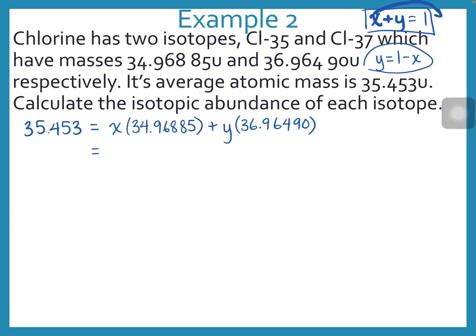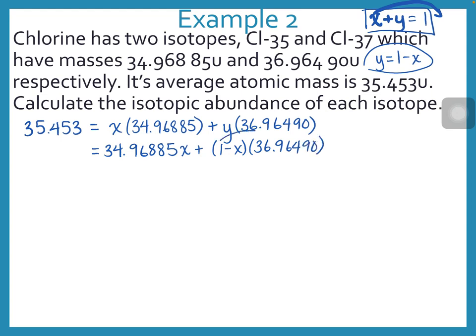I'm going to keep my x. That I'm going to move to the back, so the coefficient comes first. Coefficient is just a fancy name for the number that comes in front of my variable, or the thing I don't know, and I'm using a letter to represent it. y is the same as 1 minus x, and that gets multiplied by 36.96490.